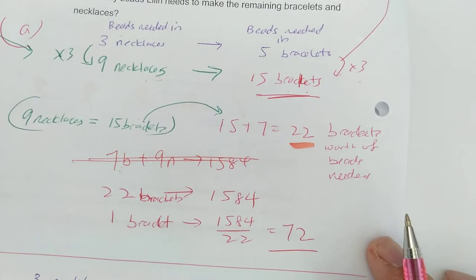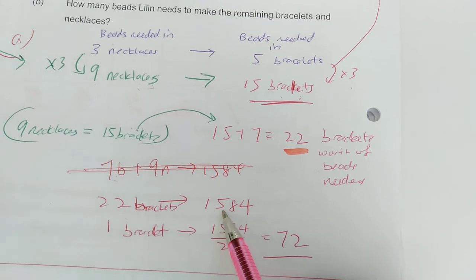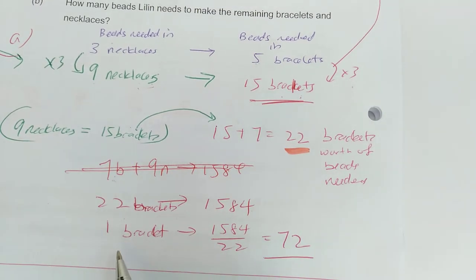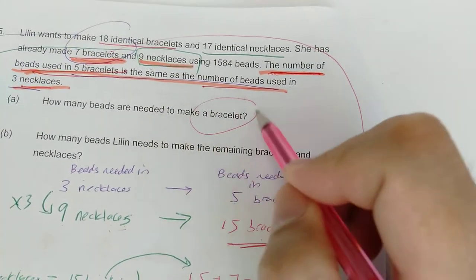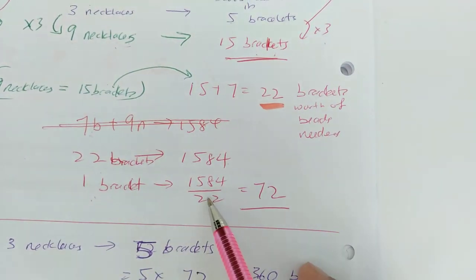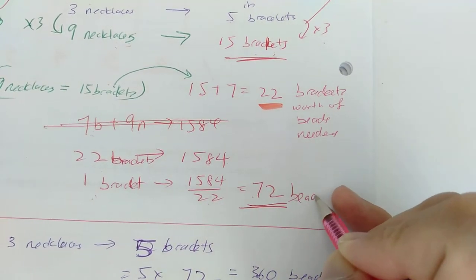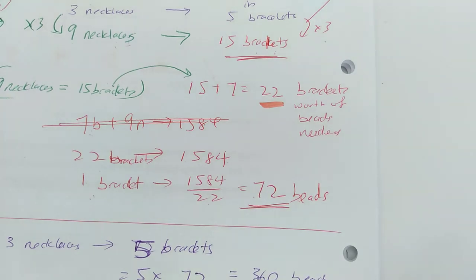So I know that the number of beads used to make 22 bracelets is equivalent to 1,584. The beads used to make one bracelet, which is what the question asked us for, will be 1,584 divided by 22 to get 72 beads used to make one bracelet.